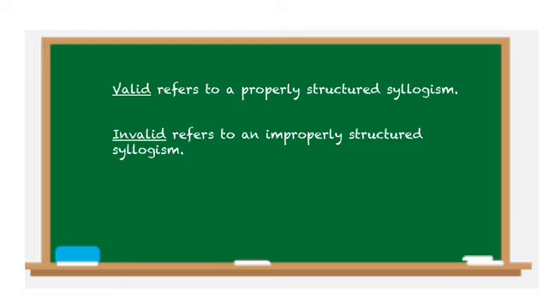Now, as it turns out, one of those syllogisms actually works and the other one doesn't. And the difference is entirely based on how the words are arranged. We say that one of the syllogisms is valid and the other is invalid. Valid refers to a properly structured syllogism. That's a term you want to get into your notes. Invalid refers to an improperly structured syllogism.